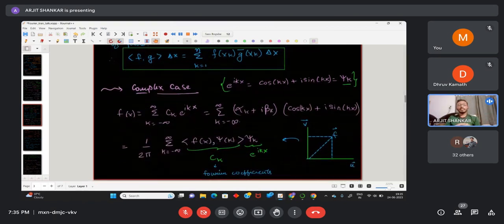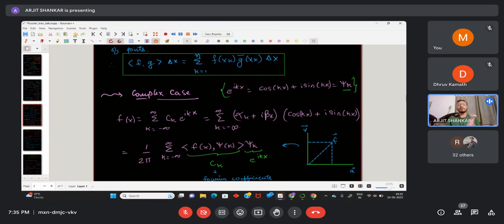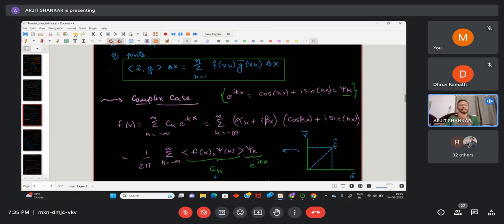Now, if we move on to the complex case, meaning if we have complex functions, let's say we will have e to the power of ikx instead of some f of x and g of x. I'm taking the example of e to the power of ikx. You can take something else as well. And we know that it's cos kx plus i times sin kx. And we are writing that, let's say, this is equal to psi of k.